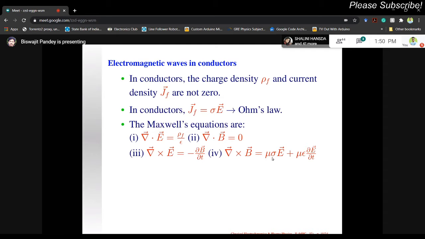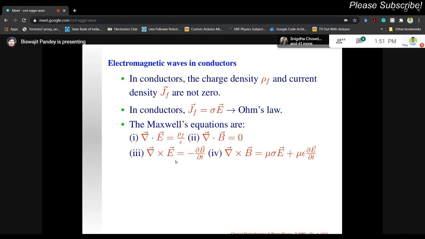Right, but here now we have free charges, and naturally we have a current density corresponding to those charges, which again, if you write mu into J free, and J free is sigma E, so I just put this sigma E in place of J free. So these are the four Maxwell's equations in conductors. Now let us see where it leads us to.